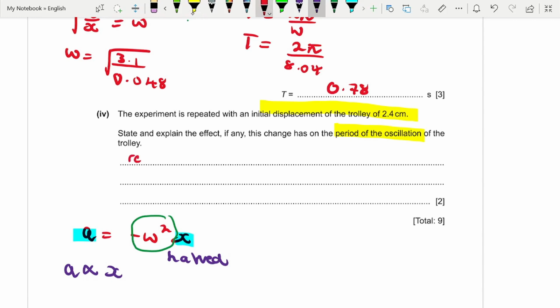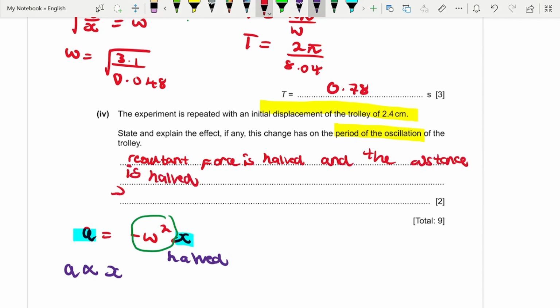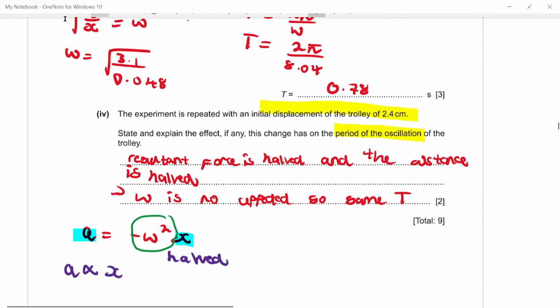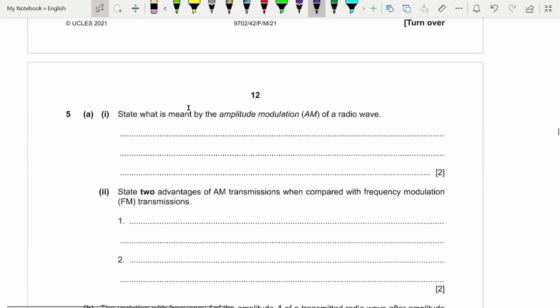So we just say the resultant force is halved, fair and fine, and the distance is halved as well. The resultant force, the acceleration, is halved. But ω is not affected, so we're going to have the same T. We didn't affect ω. What we did is we halved the resultant force, I accept. We halved the distance, I accept. But we didn't change ω. So how is T expected to change? It's not going to change. And if you do that, you get your 9 marks.